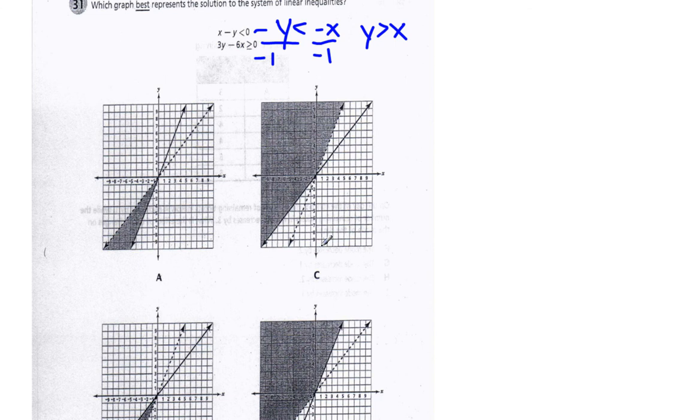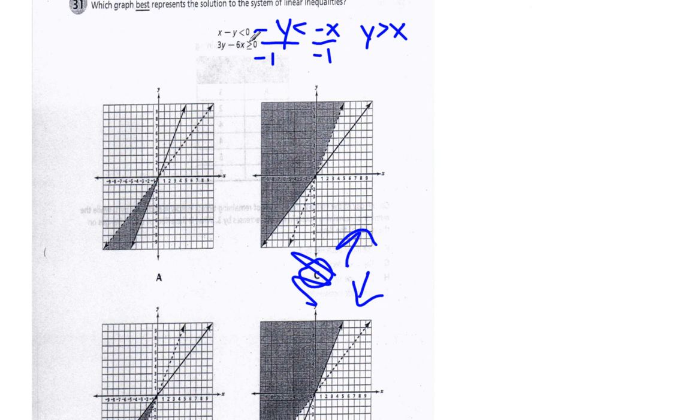So we're looking for a dashed line, because it's not equal to, or y is greater than x. So we have D that looks pretty good. This one has a graph of y equals x, but it's shaded below, indicating that would be y is less than x. Wait, that's this one. No, I want D here. But just to be sure, let's check the bottom one.